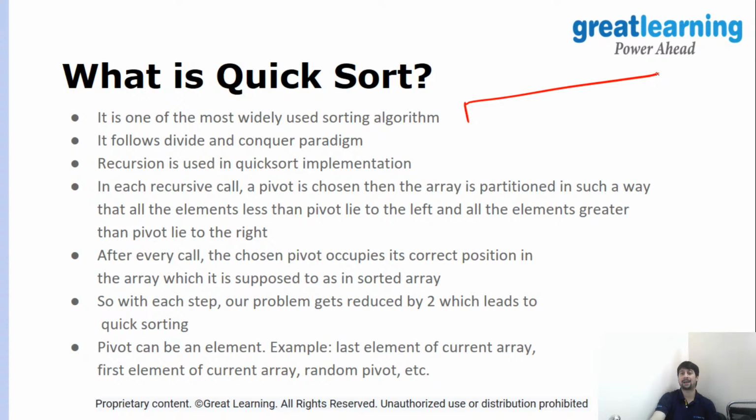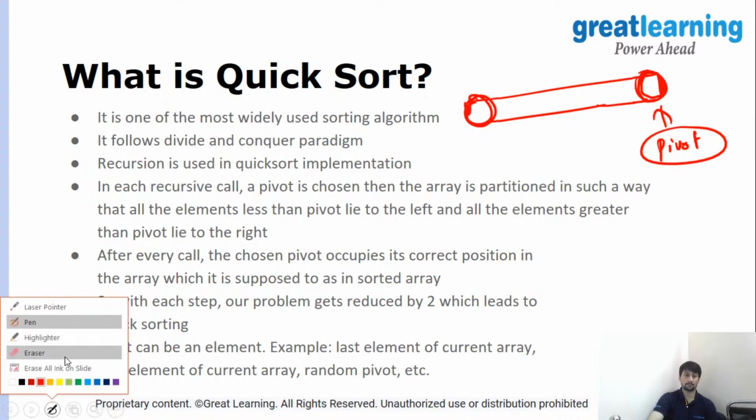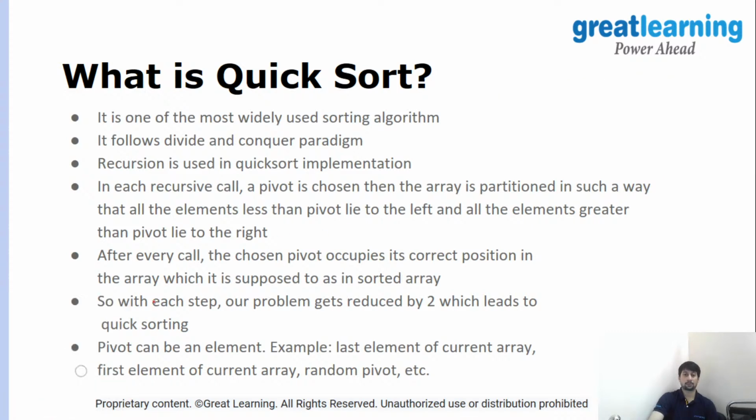It works in such a manner that you pick an element and make this element the pivot. This can be any element, but for simplicity, I'm taking this as the last element in the array. It can be the first, but its time complexity depends on which element you are picking. So we are picking this element, the last element, and this is our pivot.